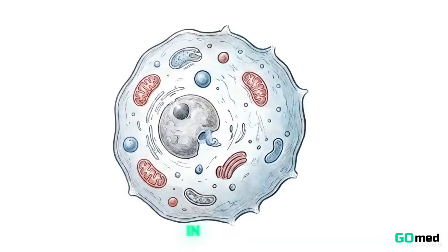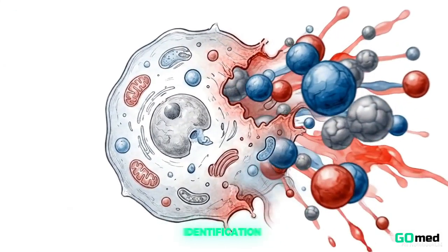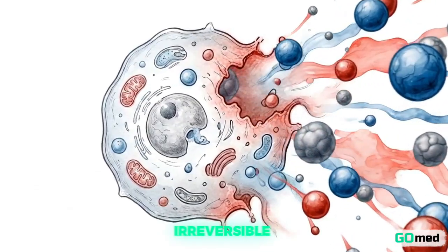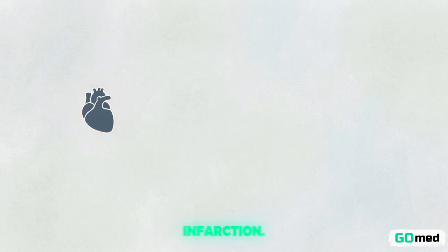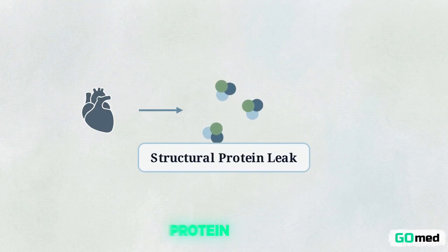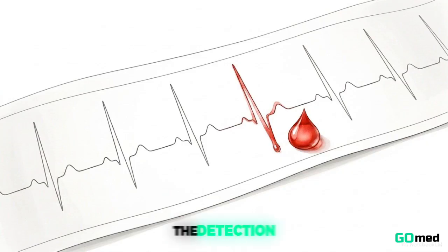In critical emergency diagnostics, clinicians must prioritize the rapid identification of acute, irreversible cell death, a process clinically known as infarction. This process is best illustrated by cardiac infarction. When heart tissue dies, it releases troponin, a structural protein found exclusively in cardiac muscle, into the circulation. The detection of cardiac troponin in the serum provides definitive evidence that myocardial cells have been destroyed.